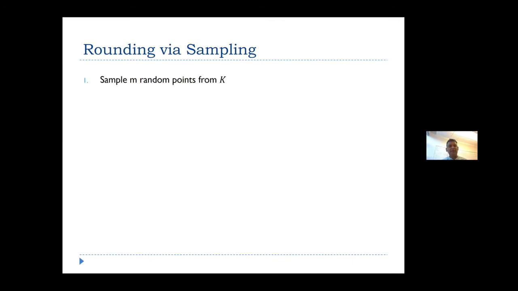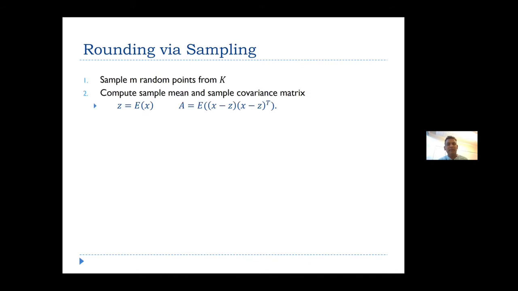This is the idea of estimating the mean and the covariance matrix. And the algorithm is very simple. Just from the definition of mean and covariance, you sample points and use the sample mean and sample covariance. That's it, that's the whole algorithm. And then using the sample covariance, you can estimate the transformation that would make it isotropic, right? The A to the minus 1/2, if A is your covariance estimate.